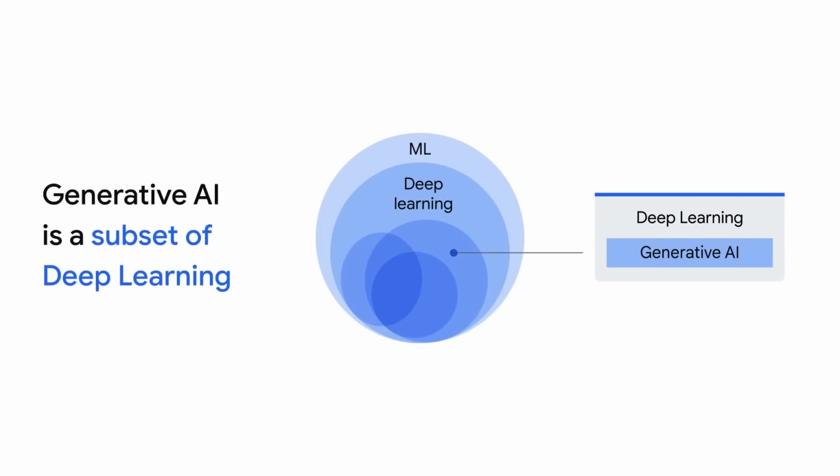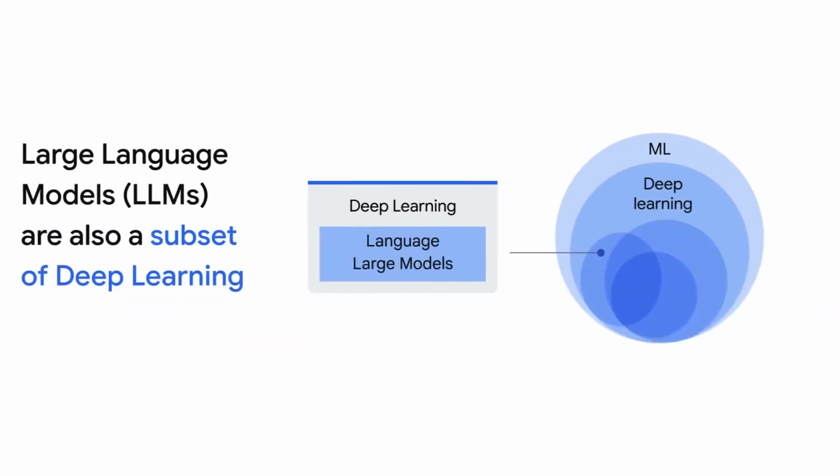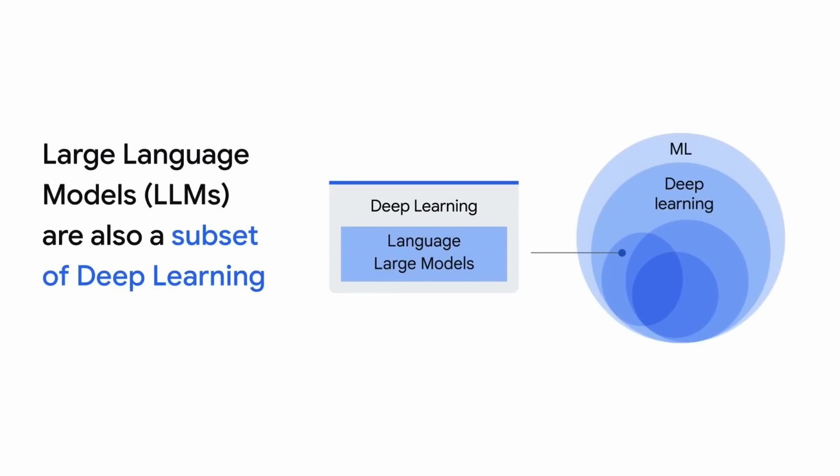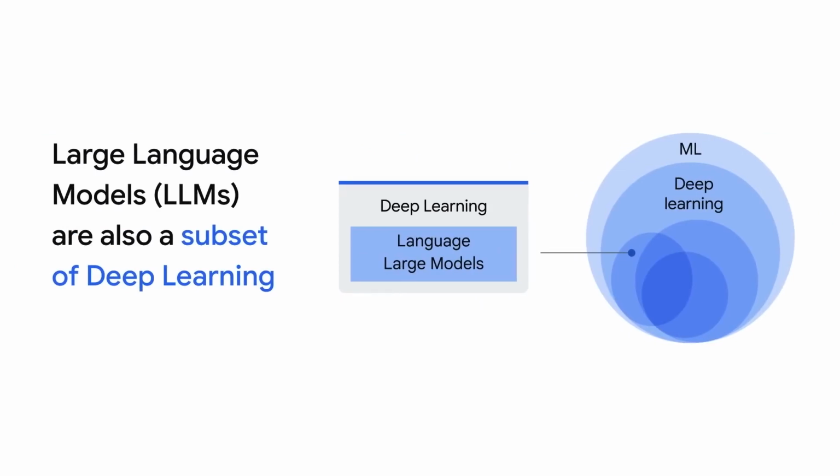Now, we finally get to where generative AI fits into this AI discipline. Gen AI is a subset of deep learning, which means it uses artificial neural networks, and can process both labeled and unlabeled data using supervised, unsupervised, and semi-supervised methods. Large language models are also a subset of deep learning.